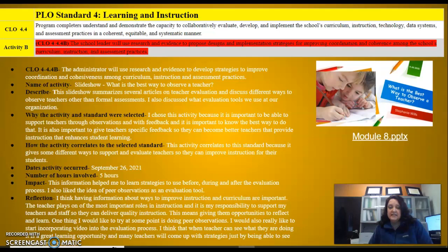One thing I would like to try at some point is doing peer observations like I had mentioned before. I would also really like to incorporate videoing in the evaluation process. I think that when a teacher can see what they are doing, it is a great learning opportunity, and many teachers will be able to come up with strategies just by being able to see what they're doing themselves. I think it's a great opportunity.